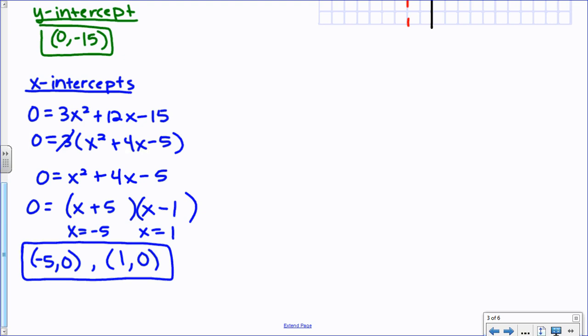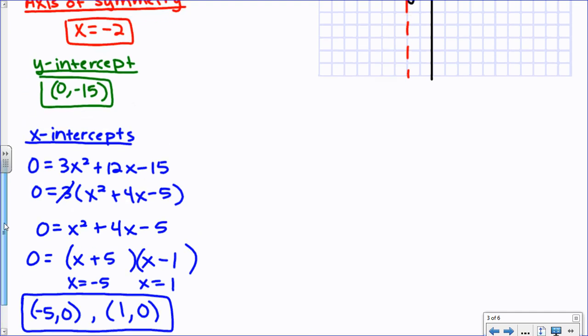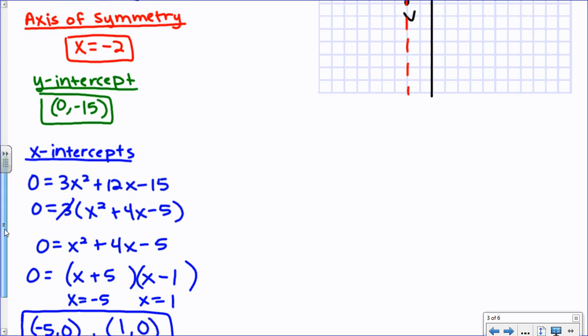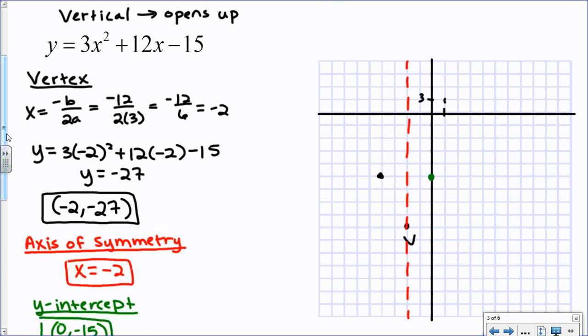Alright, let me graph those and then we can draw in the parabola. I counted by 1s on the x, so still keep that the same. Negative 5, 0 and 1, 0. Okay. Now I will draw in my parabola.